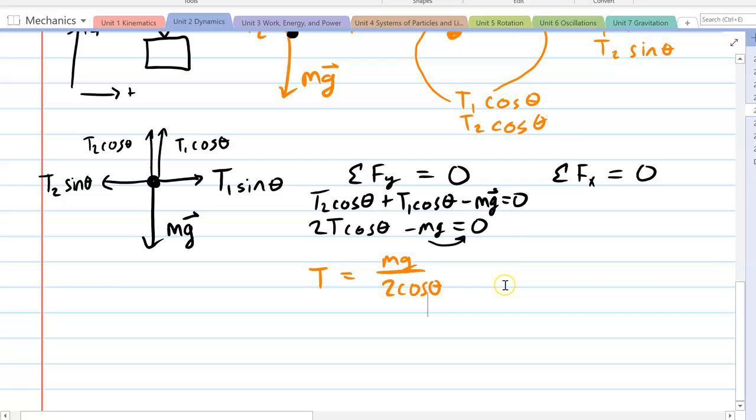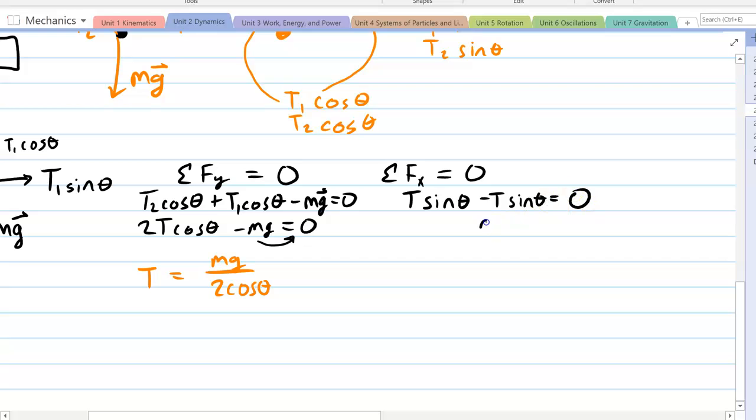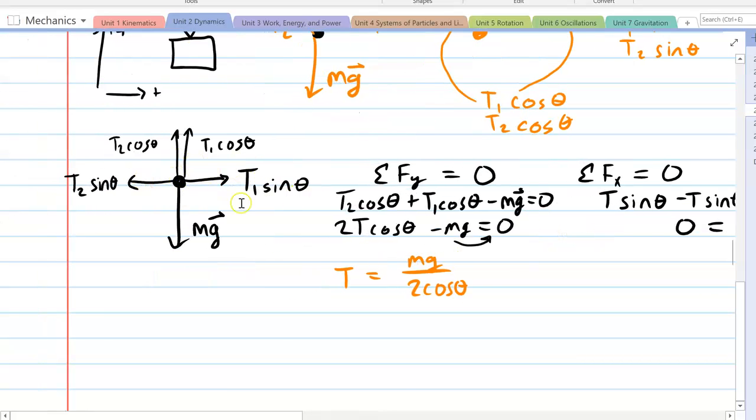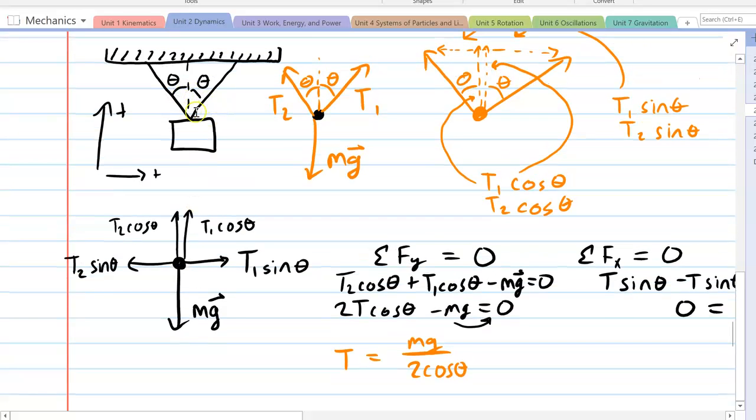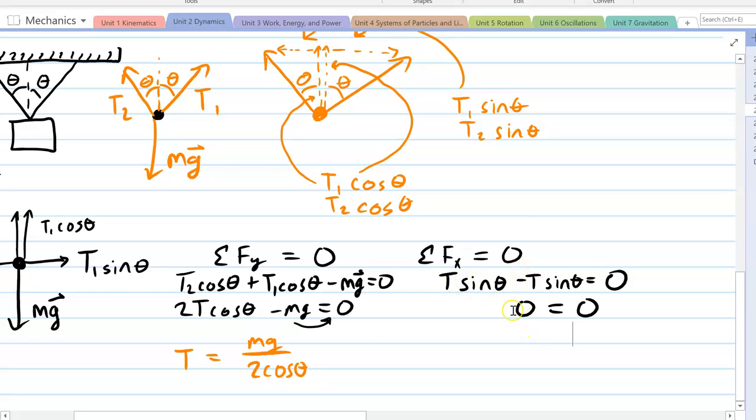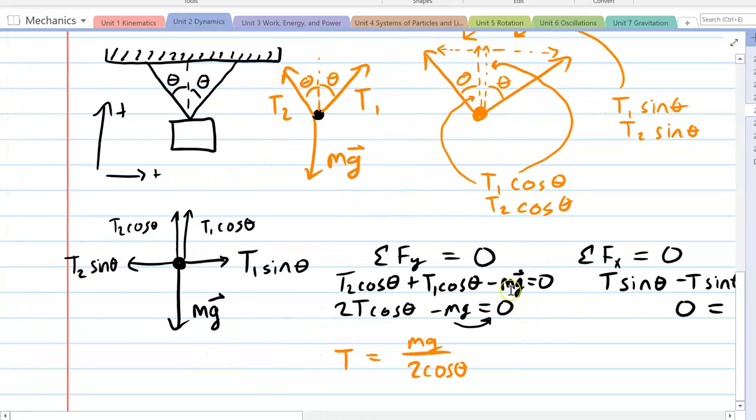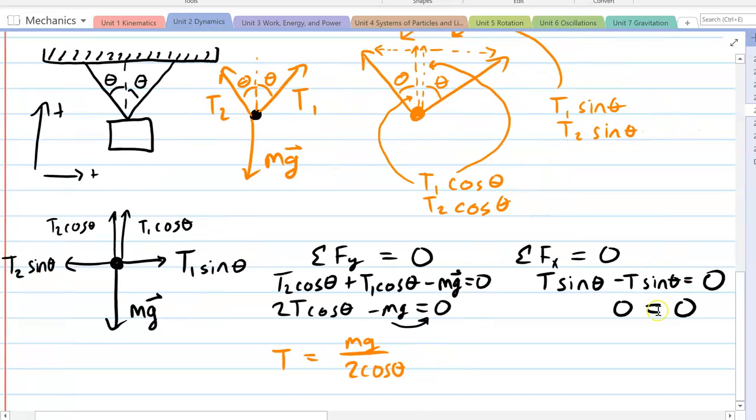Now let's look at the x directions. Like I said, they're the same tensions technically, so I can just rewrite it as a single T. And we see that they simply cancel each other out, so it doesn't really tell us much. And that makes sense because it's not moving horizontally at all, and we have two tension forces balancing each other out. So it makes sense that the forces all cancel to 0. And they're the same force, so that's why they cancel.